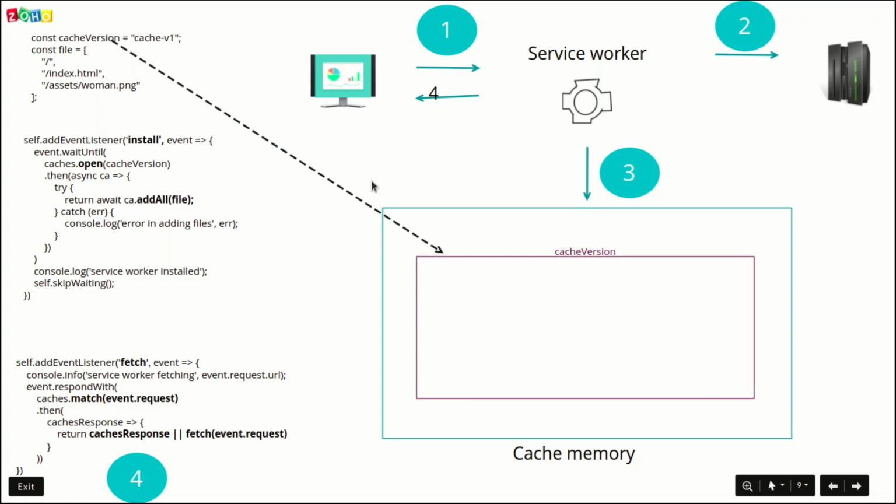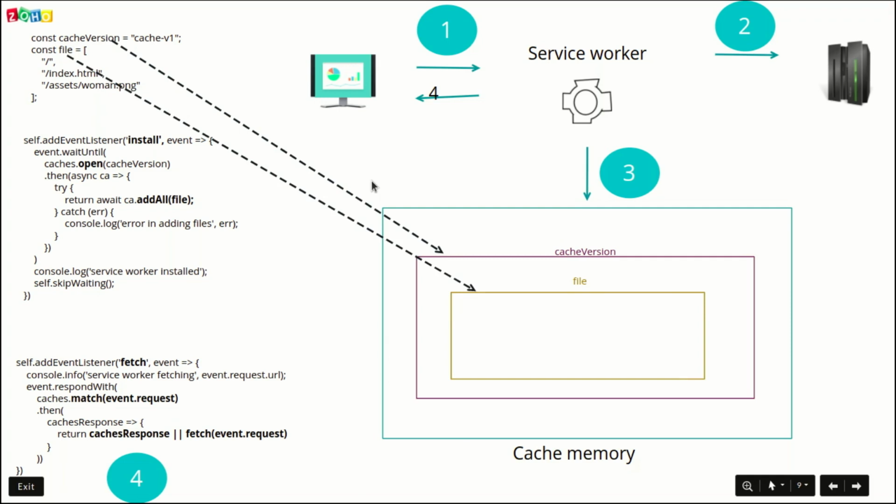addAll is a function. I just put the files here. You can directly give the array here, but I put it in the variable files. This function adds the index.html file and the image human.png file. So I hope you understand what it does.